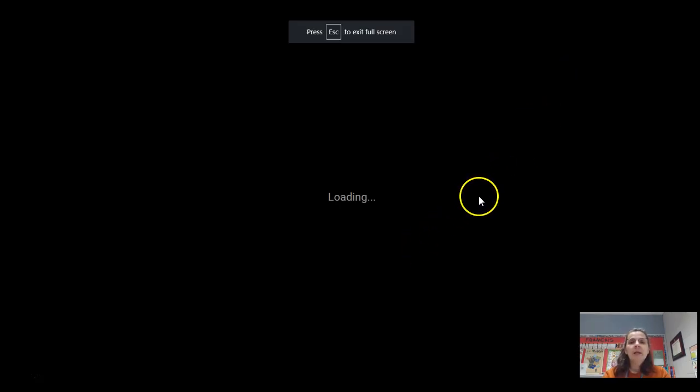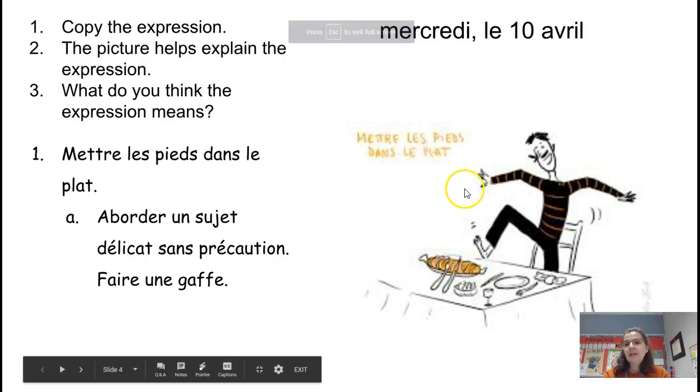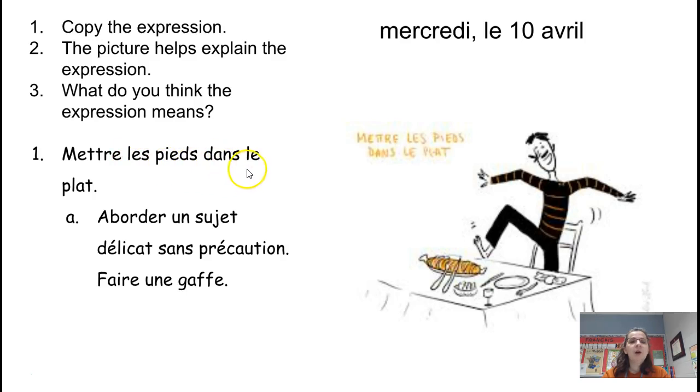All right. We did an idiomatic expression, mettre les pieds dans le plat, which means to put your feet in the plate. And we determined that that was the French equivalent of our American expression, to put one's foot in one's mouth.